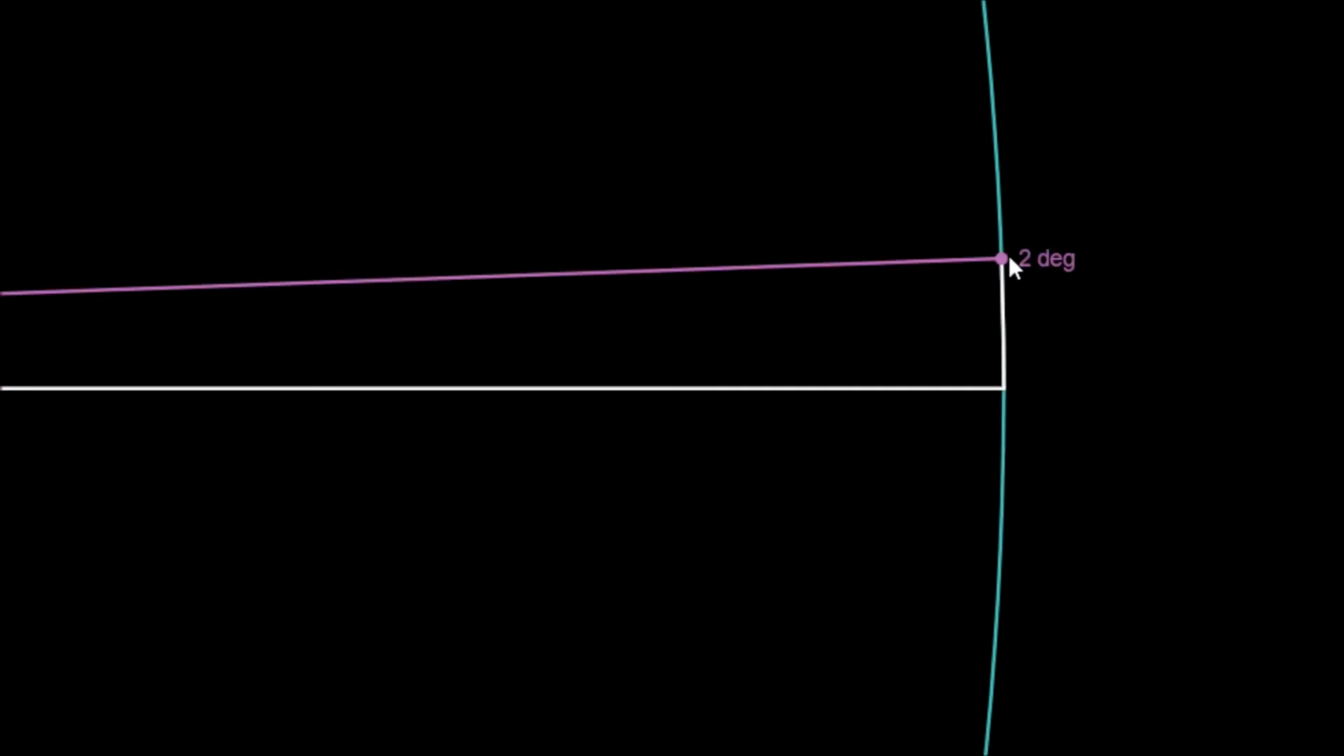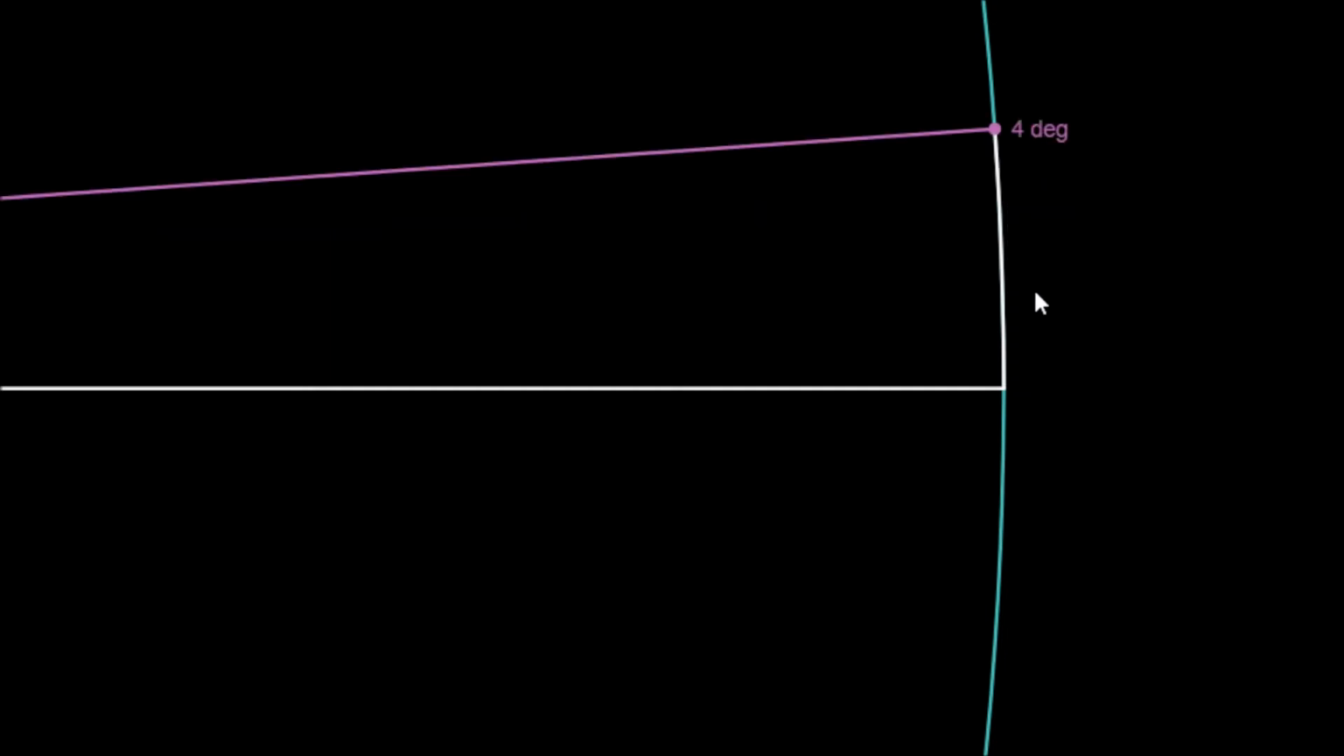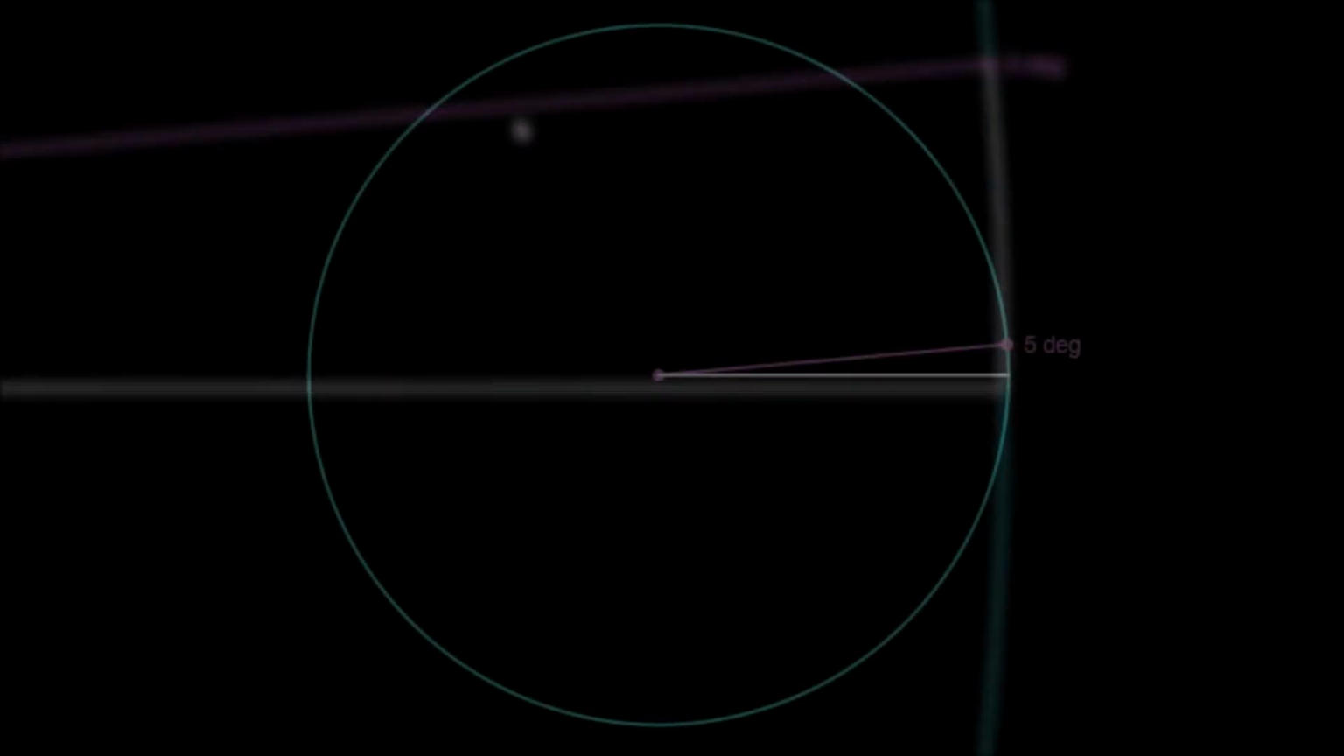So you can see that the arc length of 1 degree is given by this distance, and then 2 degrees is this distance here, and then 3, 4 and 5 degrees. So an arc length of this distance is given by an angle of 5 degrees.